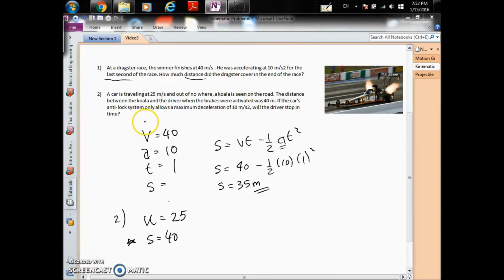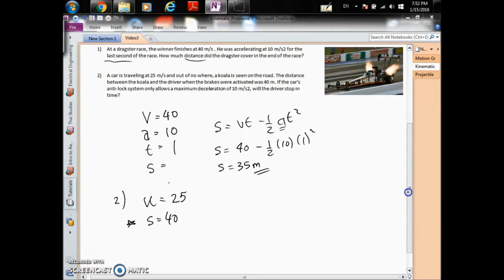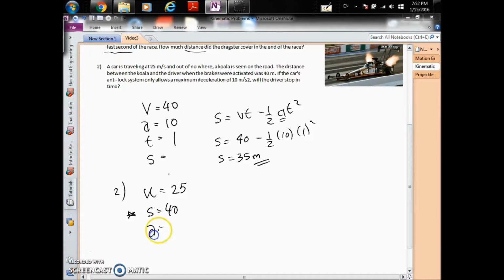If the car's anti-lock only allows a maximum deceleration of 10, so A will basically be equal to negative 10. Will the driver stop in time? So basically we deduce that V equals 0, because we want the car to stop. And we want to check how long S is. If S is less than 40, then the koala is safe. So you've got to use your problem solving skills to deduce that by yourself.